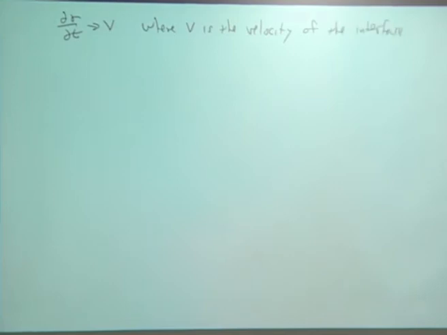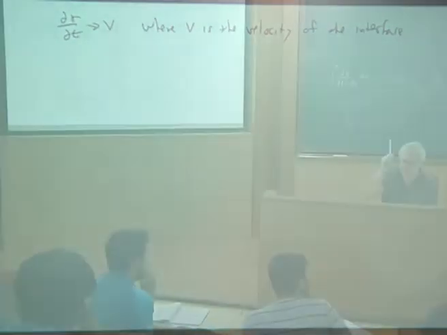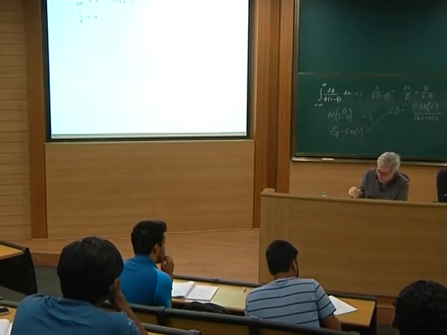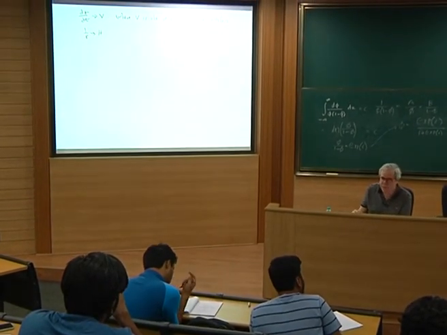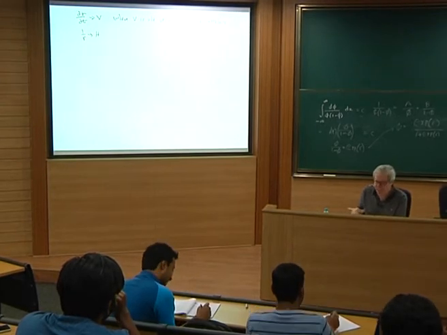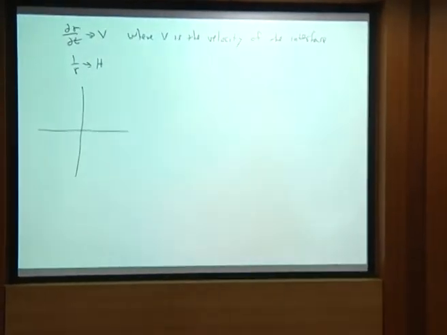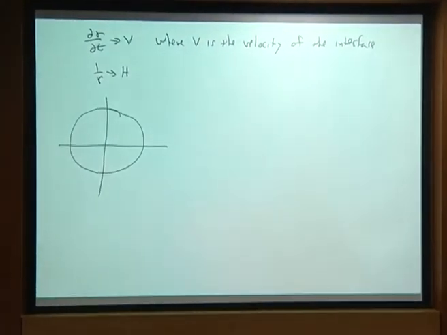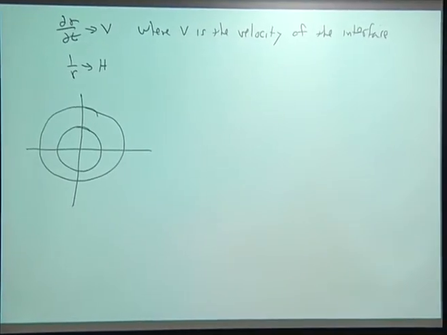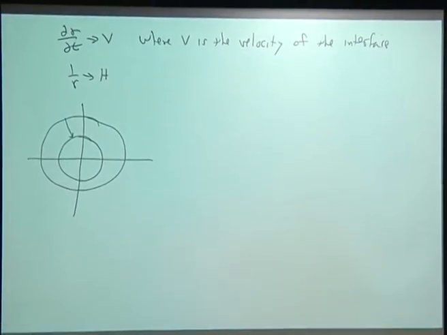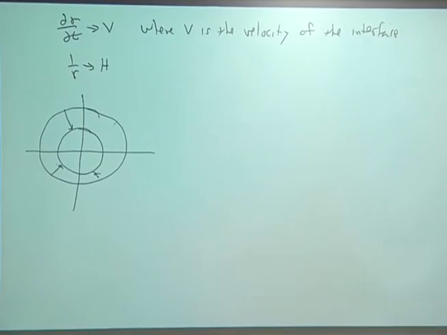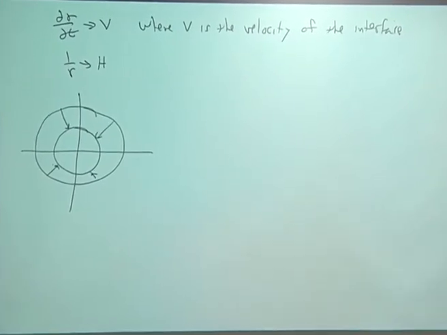Interface. 1 over r looks like the mean curvature h. Yes, exactly. You just got the whole essence of grain growth. That's right. So I'll stop, because that's a great point. If you started with a spherical particle, it'll always shrink.